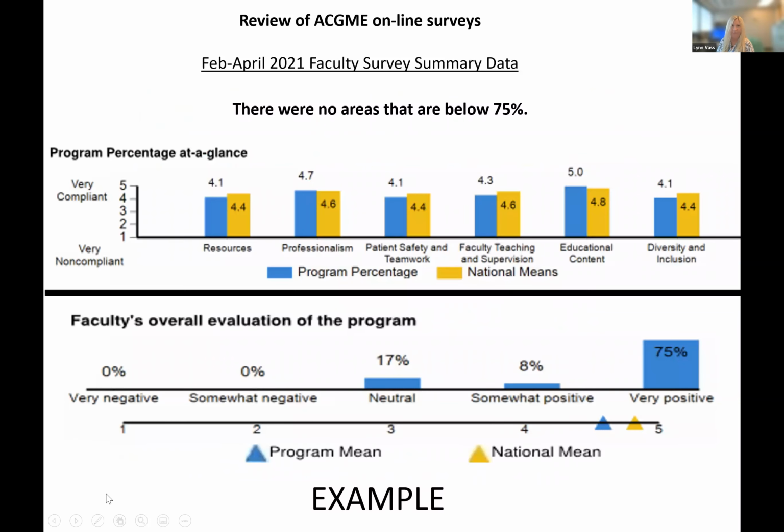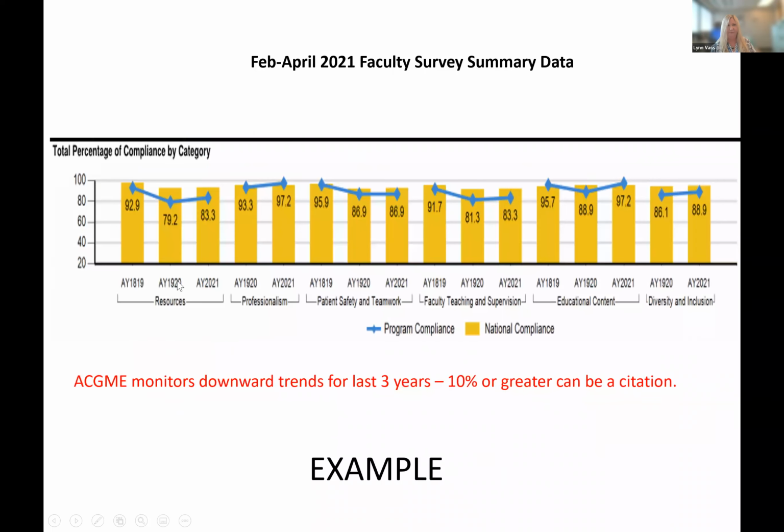Okay, and then faculty survey, same thing. You want to review that with your faculty. Let them know how good they did or not. Look at that. No areas below 75%. Bam. Okay, and again, here's more graphs for the faculty survey. You definitely want to include, same thing, if there's any downward trends, they look at that over a 3-year period.